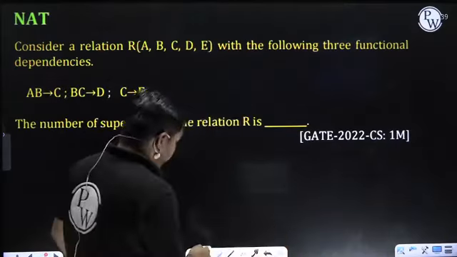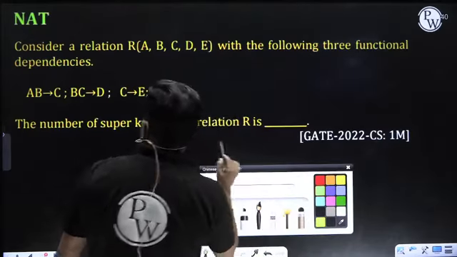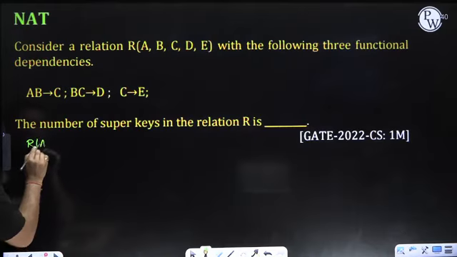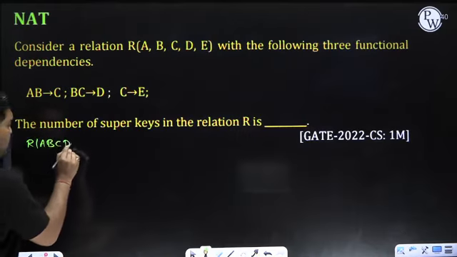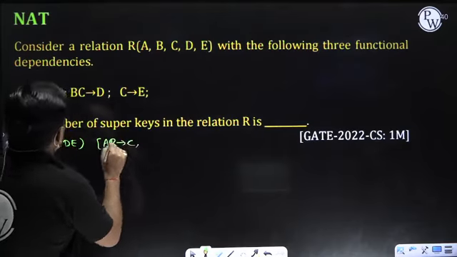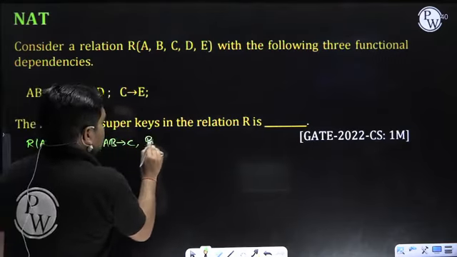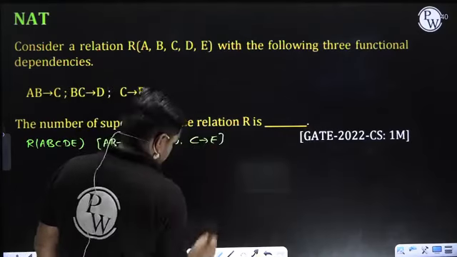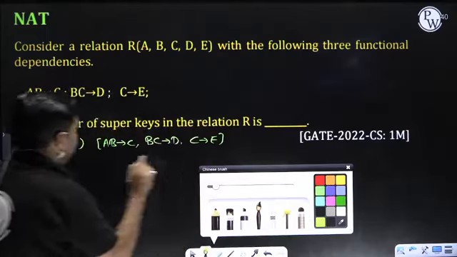First of all, whatever data is given, we will write. Here R is (A, B, C, D, E), and the FDs given are AB functionally determines C, BC determines D, and C determines E. Now we will try to calculate the candidate key.